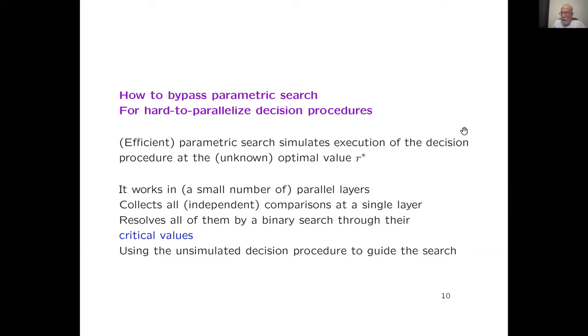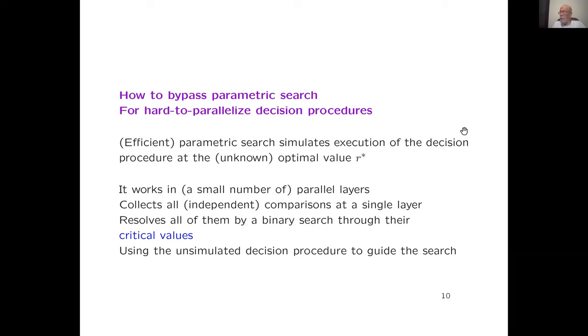Now, of course, you don't know R star, so you run the procedure, and every time you reach a comparison, a bifurcation where you have to decide whether to go left or right, you find the critical value of the comparison, which is some concrete value of R, call it R zero, and then you want to know whether R star is smaller, greater, or equal to R zero, and that will determine how the decision procedure should run at R star. Now, how do you know if R star is smaller or greater than R zero? You simply run the decision procedure at R zero, not the simulated one, the real one, and then the answer will tell you whether to go left or right.